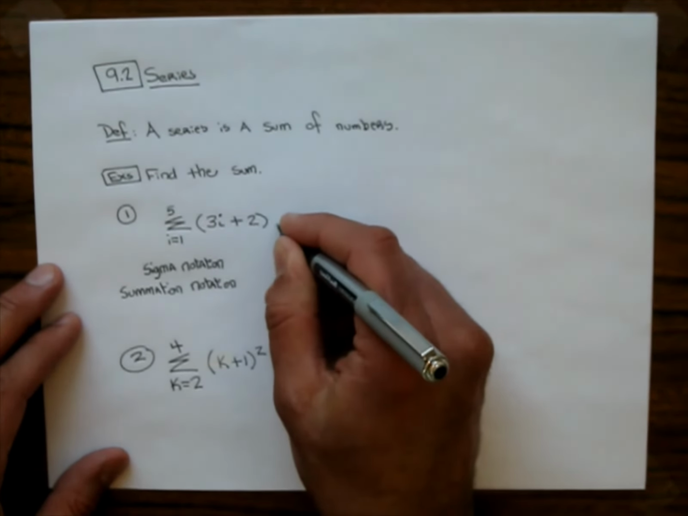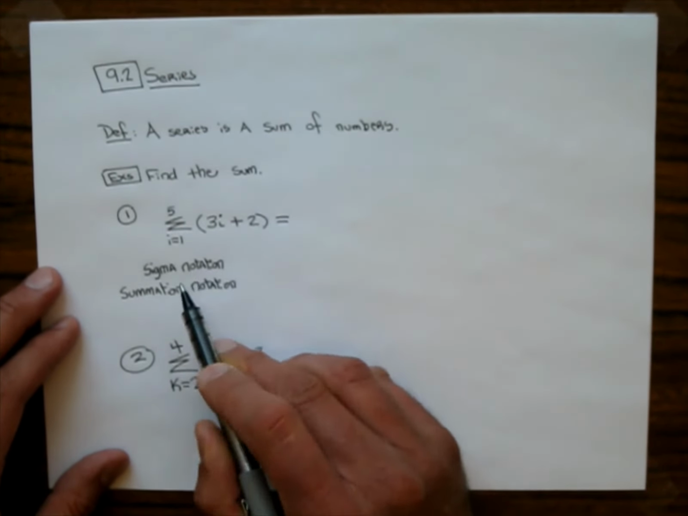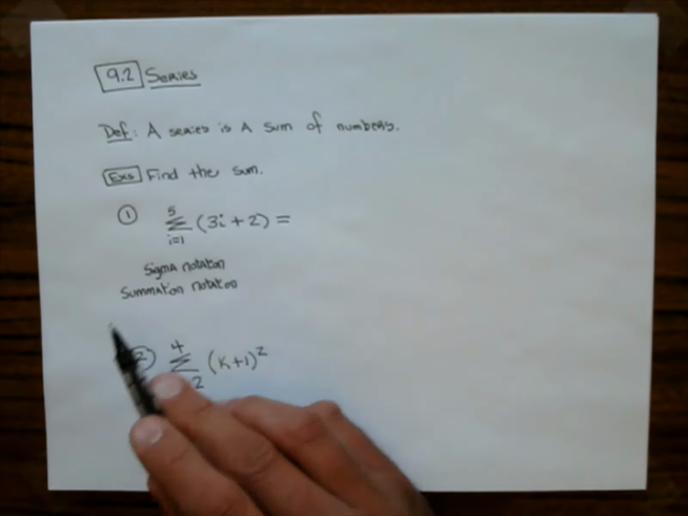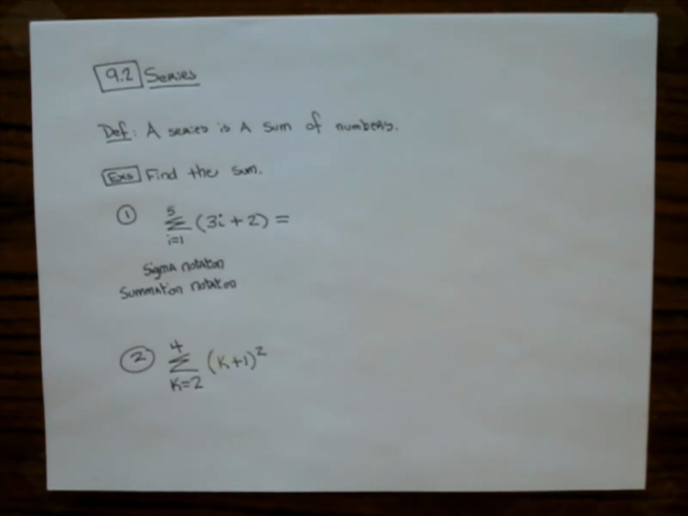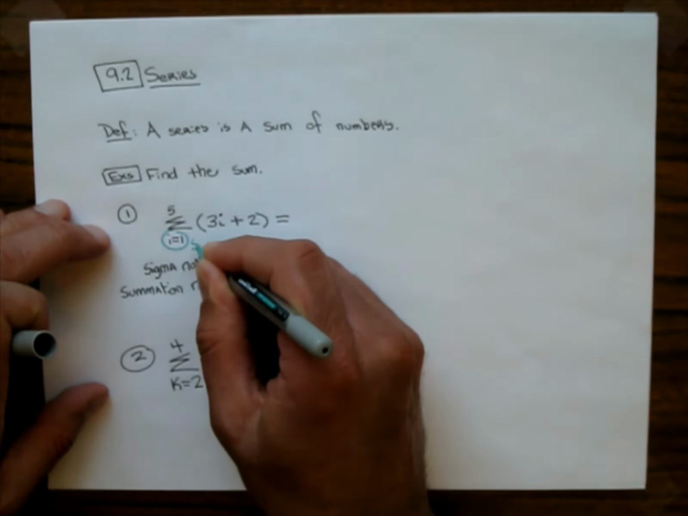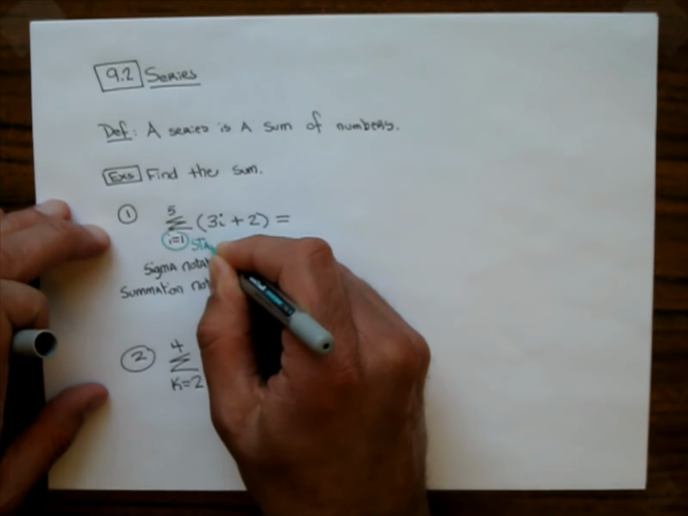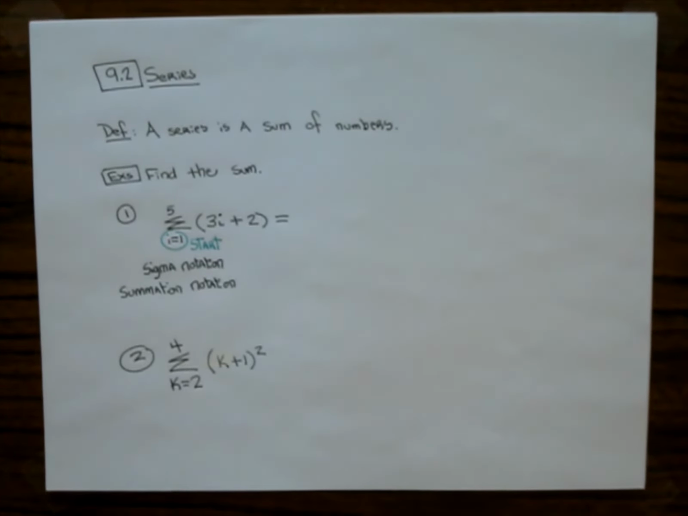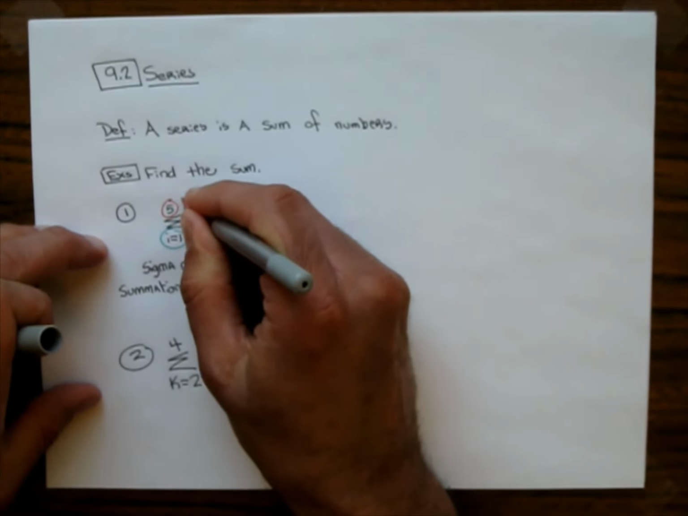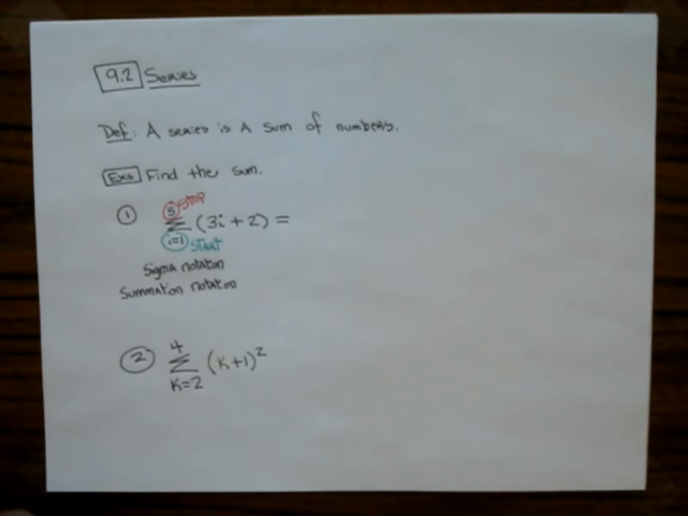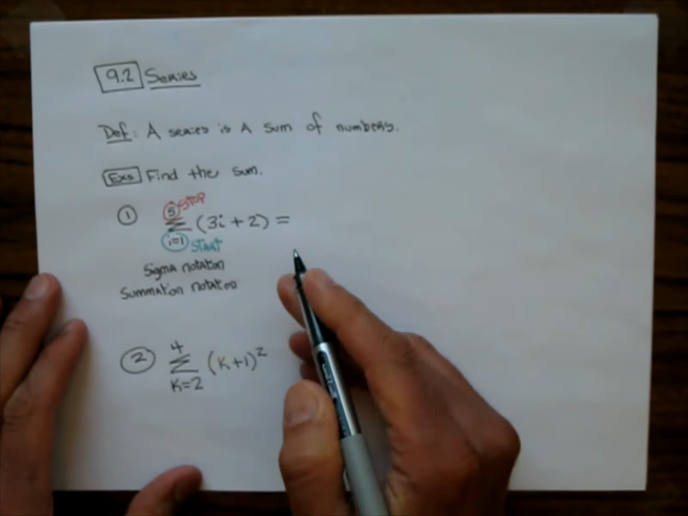So what are you going to do? Well, this says you're going to add up some numbers. You're going to plug in 1. This is your start point right here. Let's label this, is where you start. And the top number is where you stop. And so you start with i equals 1 and you put it into that formula.